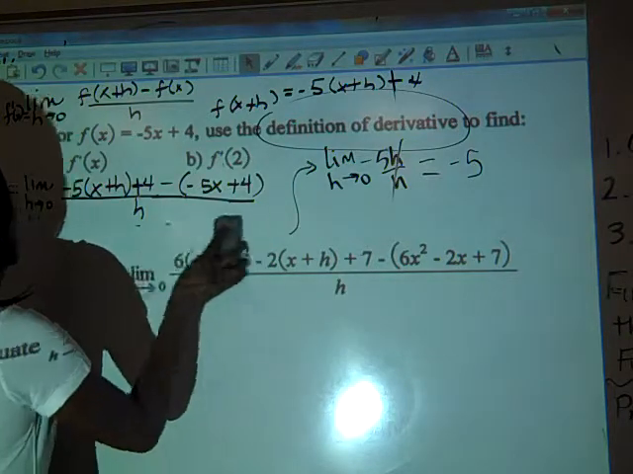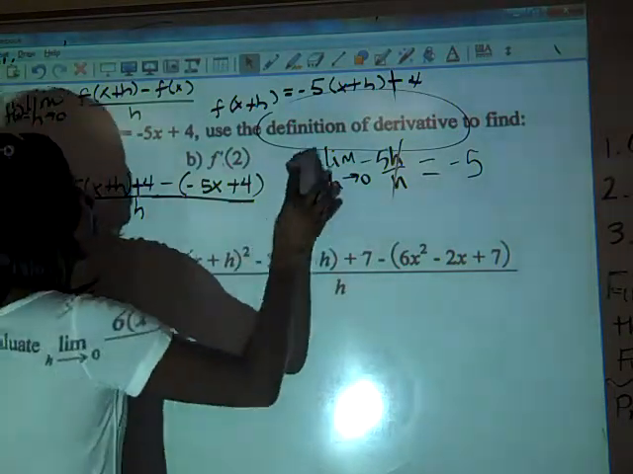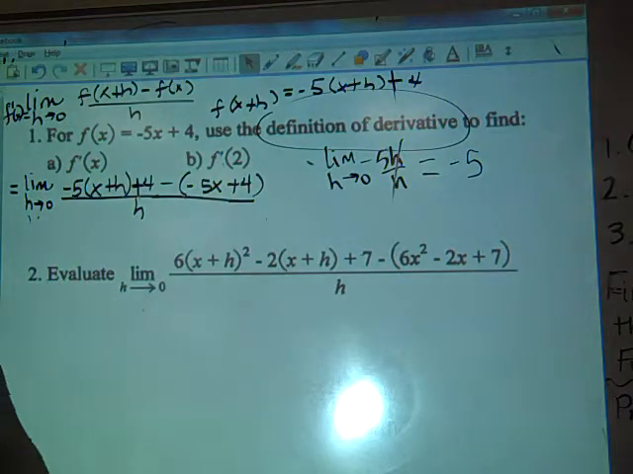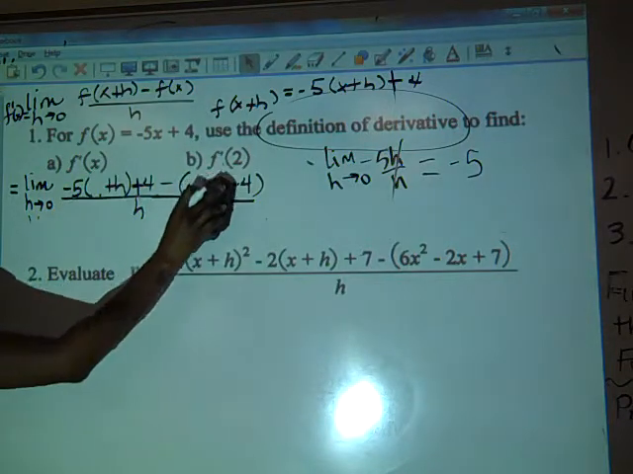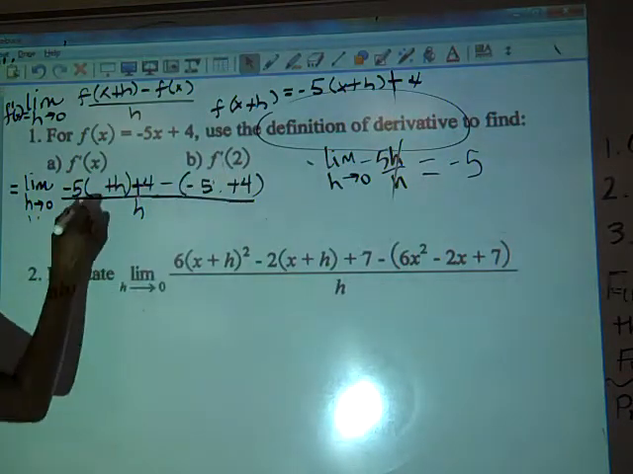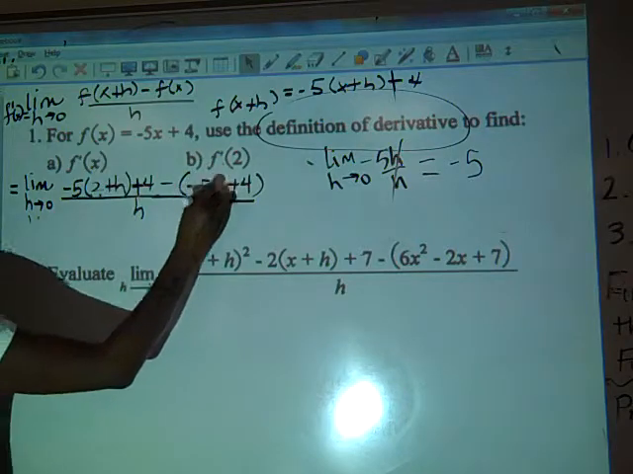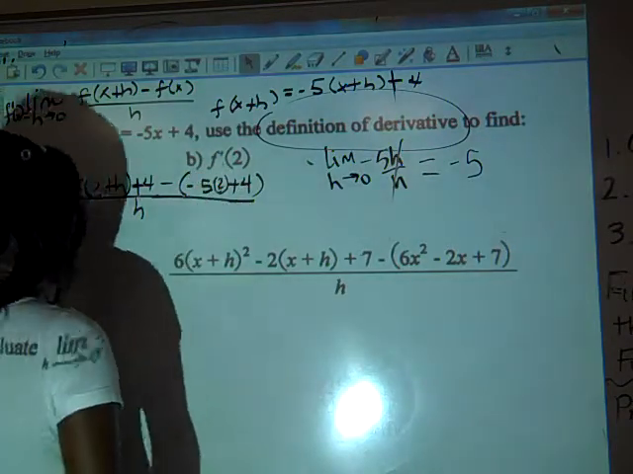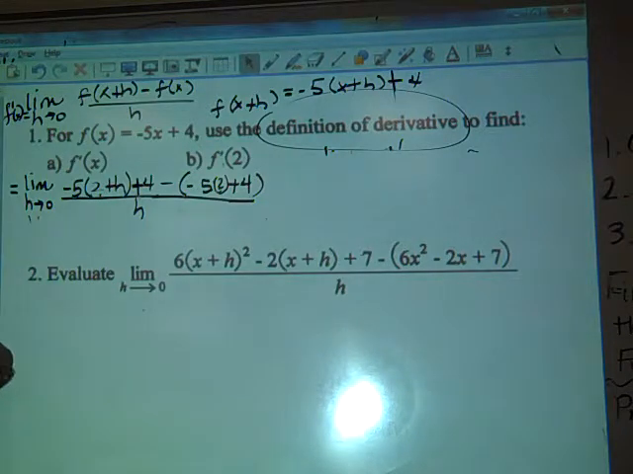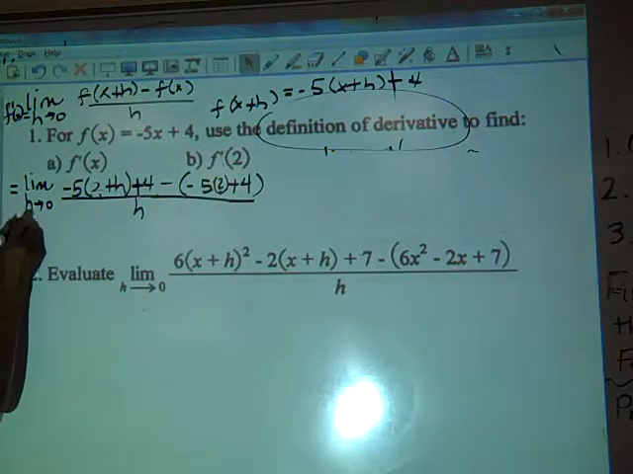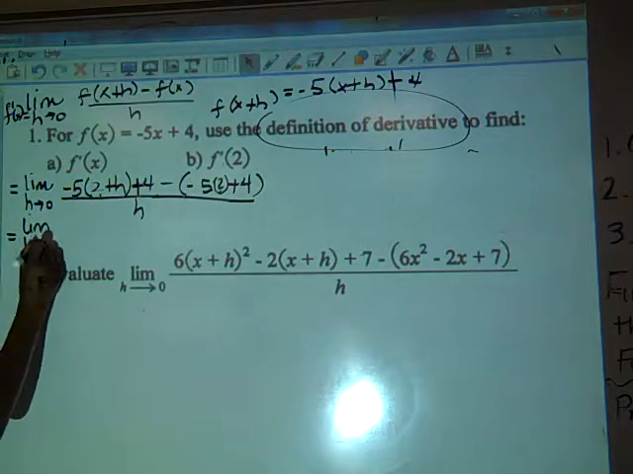So it'll be negative 5 times 2 plus h, plus 4, minus the quantity negative 5 times 2 plus 4. Instead of x's here, all I need is a 2. You're going to get the same thing. We already discussed that we're going to get the same thing, but only because it's linear.